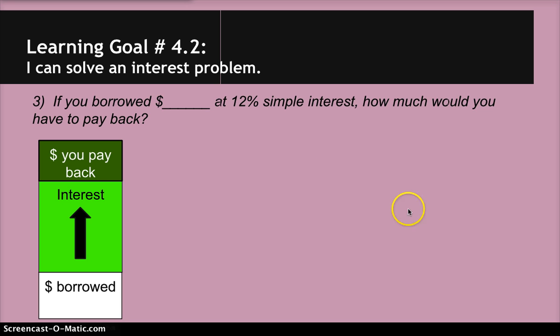Our last problem is if you borrowed, and go ahead and fill in a number, at 12% simple interest, how much would you have to pay back? Go ahead and solve this problem and bring it into class.